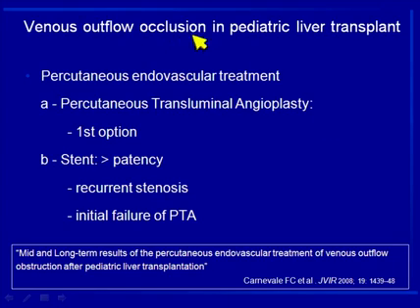Venous outflow occlusion in pediatric liver transplant. We can treat these cases with percutaneous endovascular treatment, and angioplasty is the first option. The stent is the second option, which can be performed when we find recurrent stenosis post-angioplasty and/or initial failure of percutaneous transluminal angioplasty.